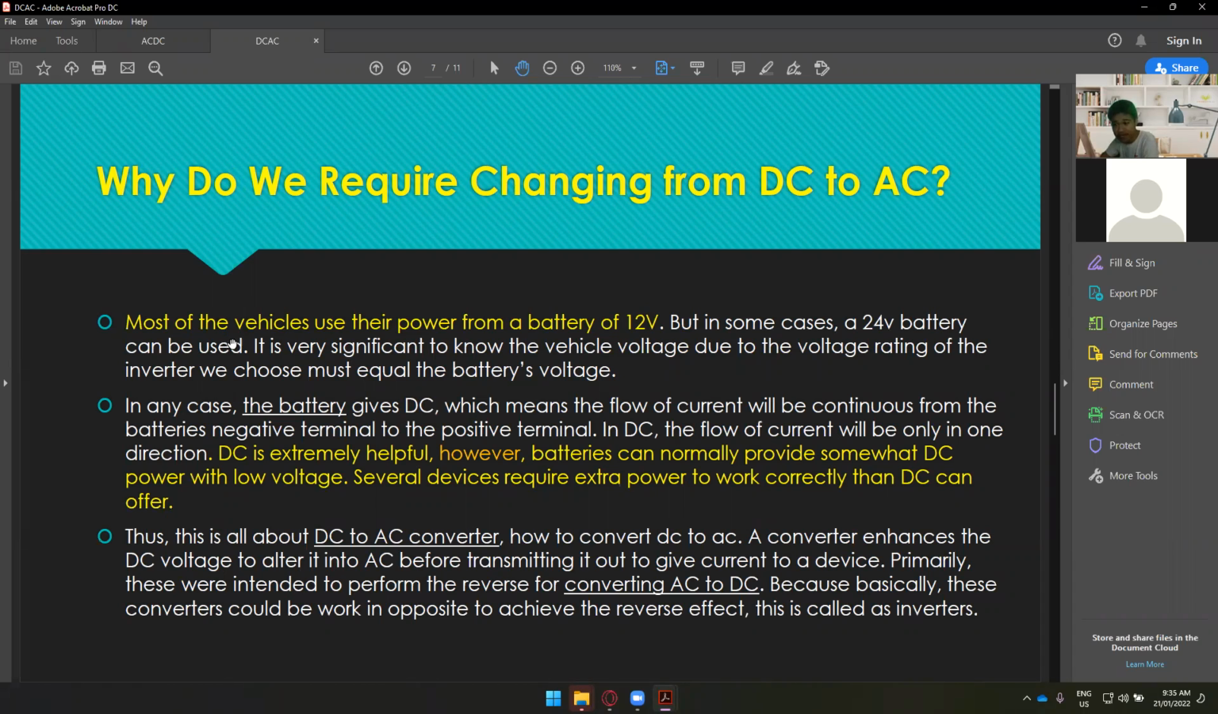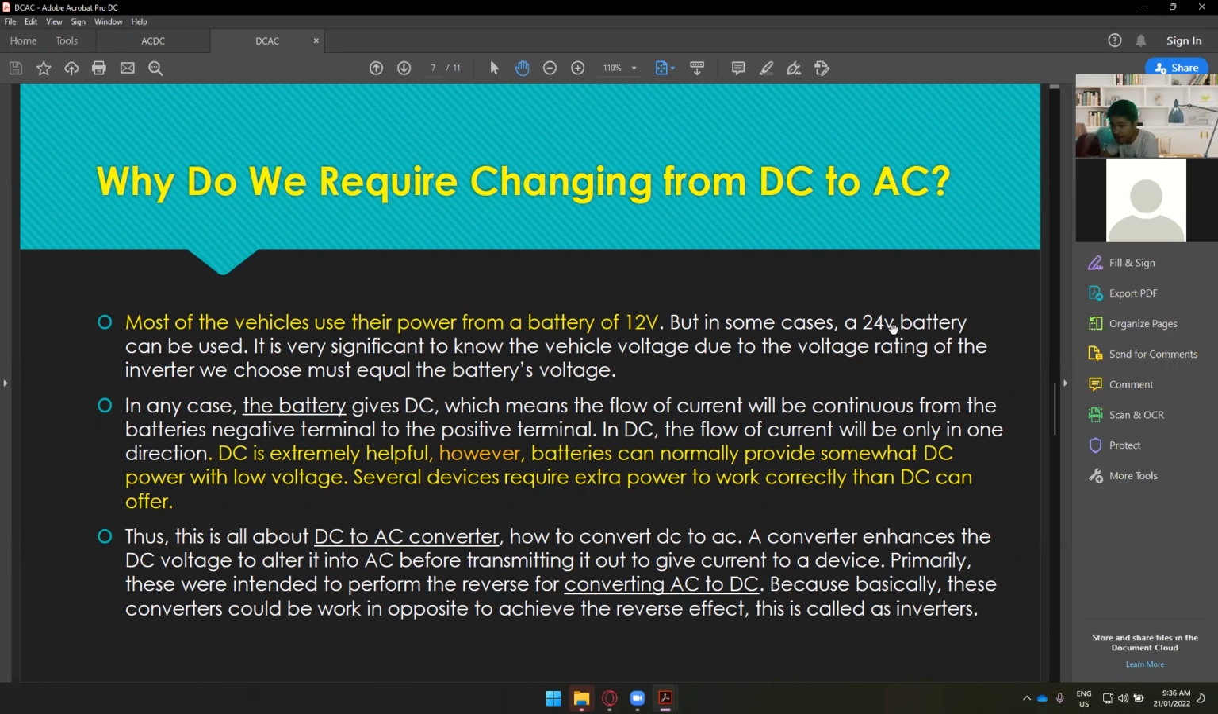Anyway, why do we require changing from DC to AC? Again, this is mainly used in our cars. Of course we don't have that connection to the electrical pole, wherein our car has an outlet of 220 volts. So we use our DC voltage and then convert it into AC voltage, to come up with, let's say, 120 volt AC voltage.